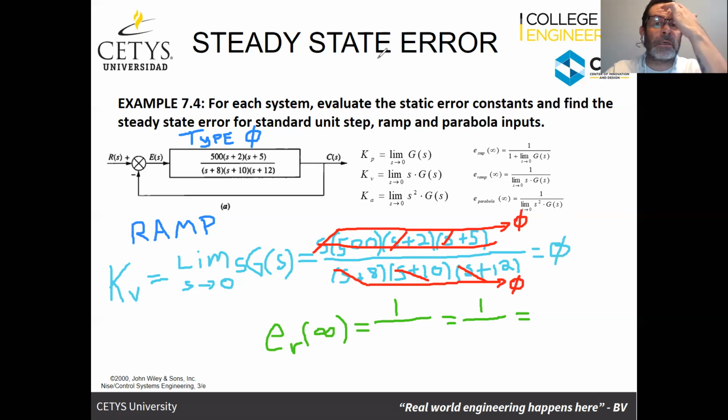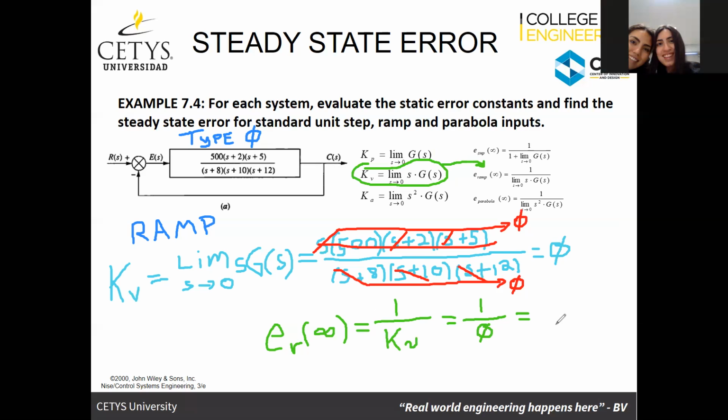And over here, so now we've got this here. And we're going to take that over here. If we substitute it in the expression for the error, it's going to be 1 divided by KV. And what happens if I've got a 0 here? 1 divided by 0 is going to be? Undefined. Undefined or infinite.